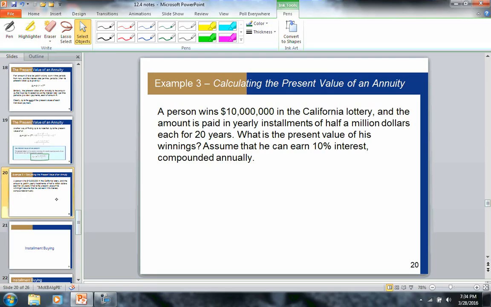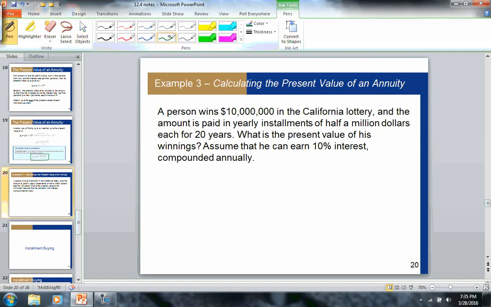Okay, so that means that at the end of those 20 years, he's going to have $10 million. But what is the current value of it right now? What is the starting value that he starts out with? So we have to go through and identify all our important pieces of information here.